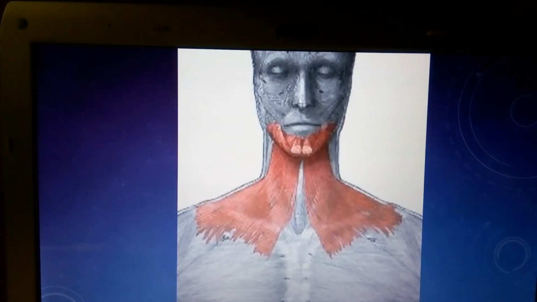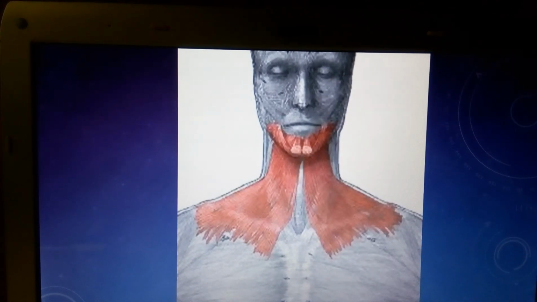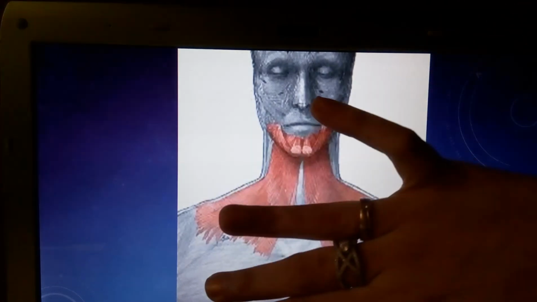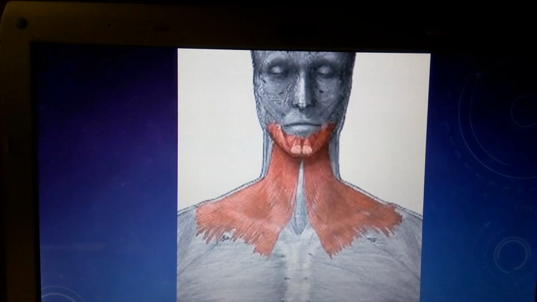We have another muscle called the platysma. The platysma is a broad sheet of subcutaneous muscle which extends from the deep fascia covering the pectoralis major, crosses the clavicle, and is inserted into the lower border of the mandible. For any muscle, you need to know its origin, its insertion, its nerve supply and its action.